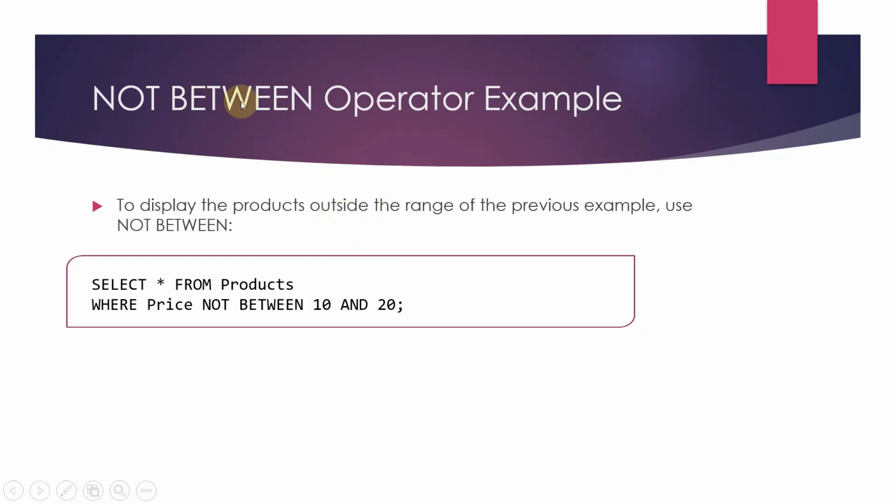Next, how about not between? To display the products outside the range of the previous example, we use not between. So what would be the effect? That would display all products with a price not within this range. Again, let's do it.